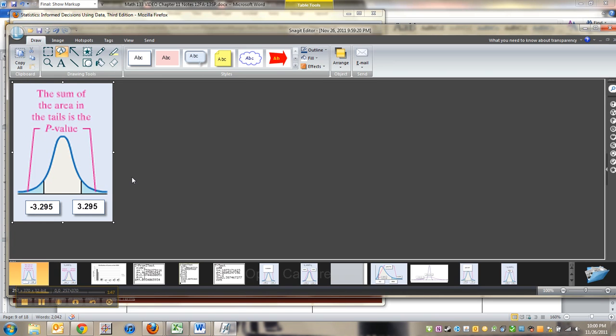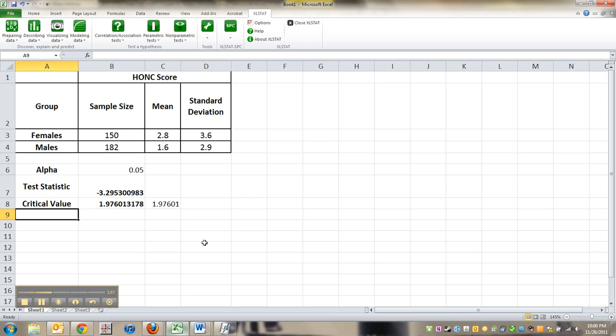Okay, so there it is, but I need to find the p-value, this one up here. I need to find what both of these two tails add up to. And I will use Excel, and then I will use StatCrunch as well. And I'll try to do it right.